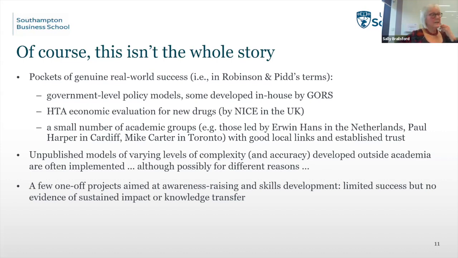And also things like NICE, which I see Keith sitting there, I know he's worked for NICE and built some models which look at whether it is cost effective for the NHS to allow a new drug to be made available to the NHS. And there are some small groups like Paul Harper's group. We've had an example of the sort of work they do. And of course, there are loads of models developed by consultants, which may be fairly simple or quite complex. Who knows? We don't really know because they're not published.